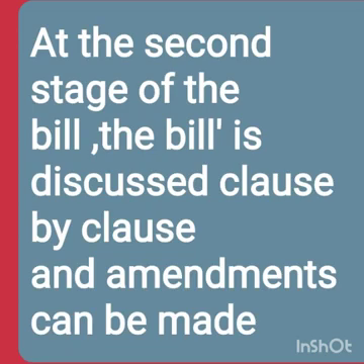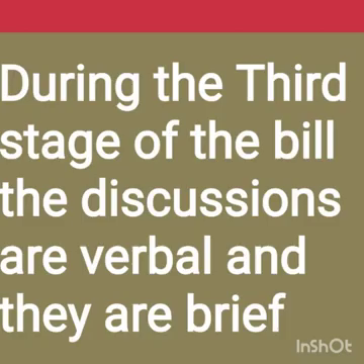After the bill has been thoroughly discussed and the required changes have been made in the bill during the second stage, the bill will then move on to the third stage, which is also known as the third reading of the bill. In the third stage of the bill, the discussions and the amendments of the bill are verbal and they are brief. Brief means they are very short.